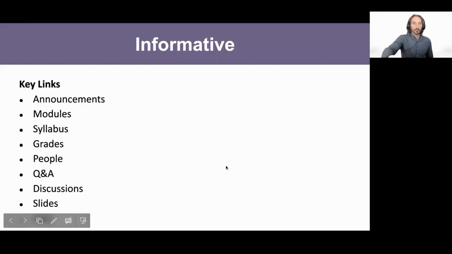It's very important. Here are some example key navigation links that I might consider essential: announcements, modules, a link to the syllabus, their grades. Everybody wants to know how their grades are doing. People, the discussions page, questions and answers. That helps if you have a question and answer section, because you can answer a question for one person and then everybody will see the answer. That saves many students from having to reach out, and it saves you from having to respond to many different students.